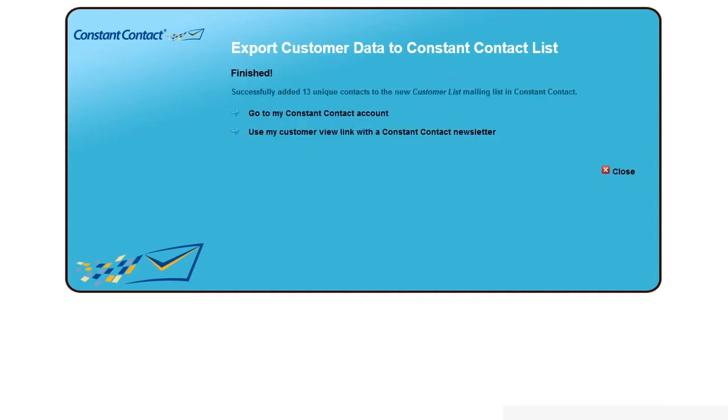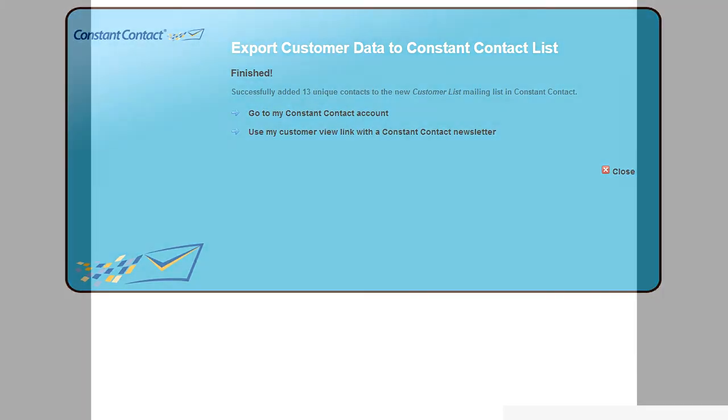After creating a new mailing list or merging your customer data into an existing list, you have the option of adding a Book Now button or text link to your newsletter. Just select the Use My Customer View link with a newsletter option after exporting your customer list, then copy and paste the Customer View link anywhere on your newsletter.